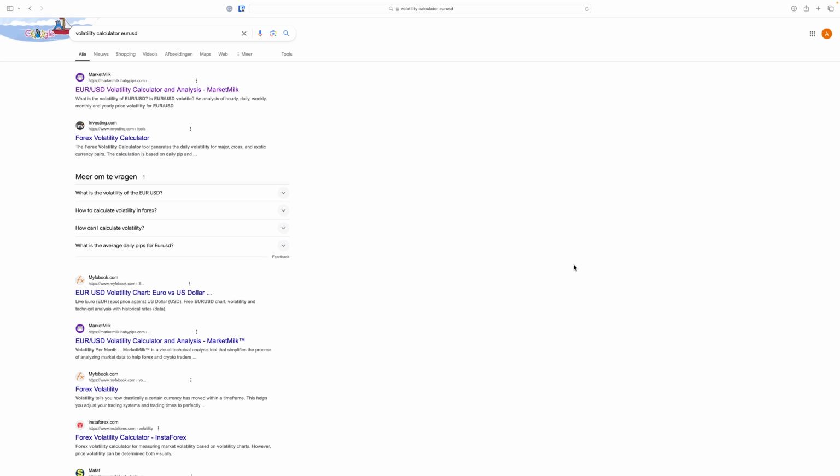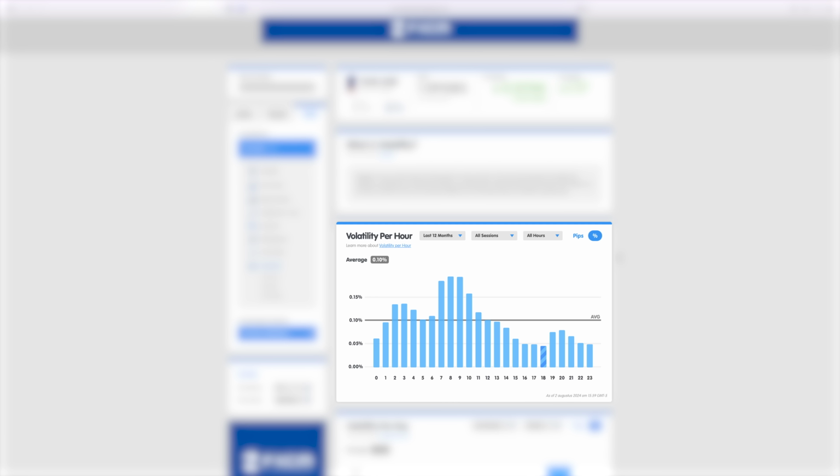And I'm going to shatter a lot of gurus' beliefs, but you don't need anyone to tell you what specific time to trade. All you need is a simple volatility calculator. So if you Google volatility calculator euro US dollar, then the top result will be marketmilk.babypips.com. Then here there's a lot going on, but I want you to focus on volatility per hour. You put this on the last 6 months or the last 12 months, doesn't really matter as long as you have some significant data. Then when you look at the volatility per hour right here, you will see the times where it is more volatile and where it is less volatile.